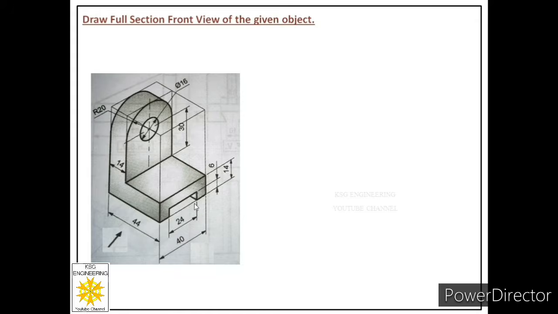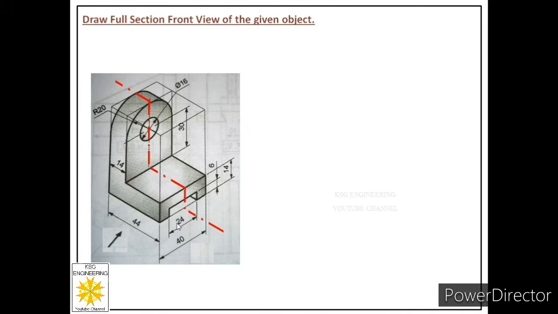And in order to draw its full section front view, we have to assume the cutting of the object from this center line. We will cut this object by using one cutting plane that will pass through this center line, and that plane will divide this object into two equal halves because the object is symmetric about this center line.